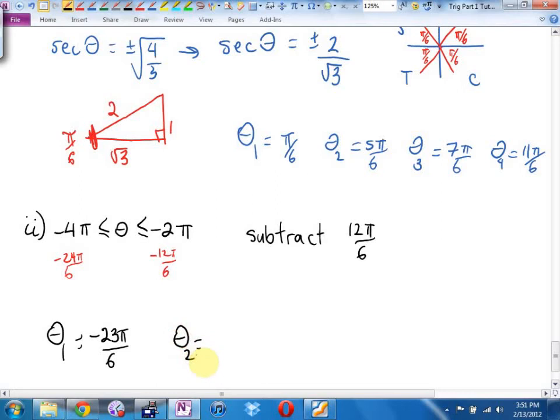By the way, Katie, sometimes you may find some of your angles are already in the correct domain. Okay, good. 5 pi by 6, take away 12 pi by 6 is negative 7 pi by 6. Is that between negative 24? You know what? I think from all of these, I'm going to have to subtract twice, aren't I? So 5 take away 12 is negative 7, take away 12, negative 19 pi by 6.